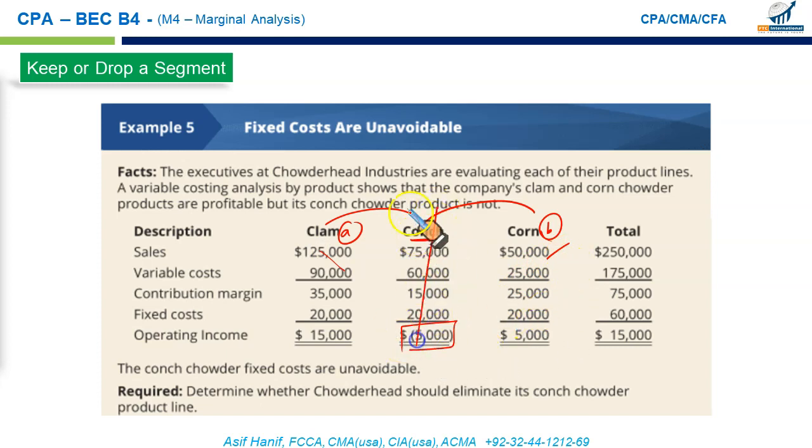And if you discontinue conch, maybe the employees who were engaged in producing this item might be laid off. This would result in demoralizing staff. Employees' morale will be lowered. Or perhaps if you are discontinuing right now, in the future it has a potential to grow, so this loss can be reversed in the future. So you must consider these strategic factors before deciding to close down a segment. That completes your module 4, marginal analysis.